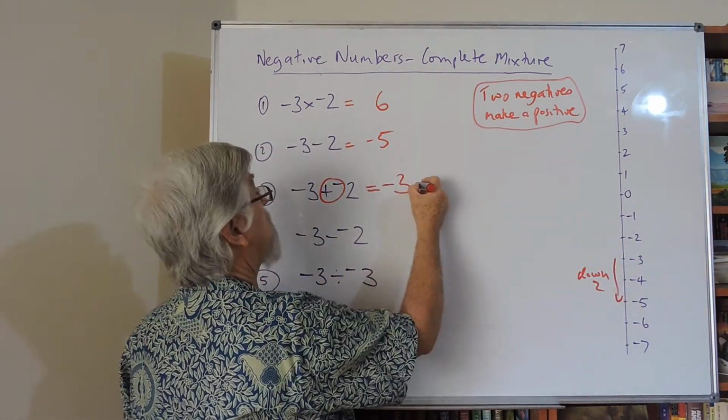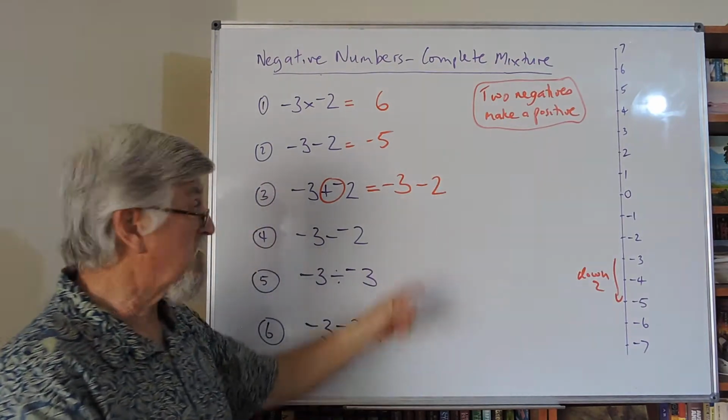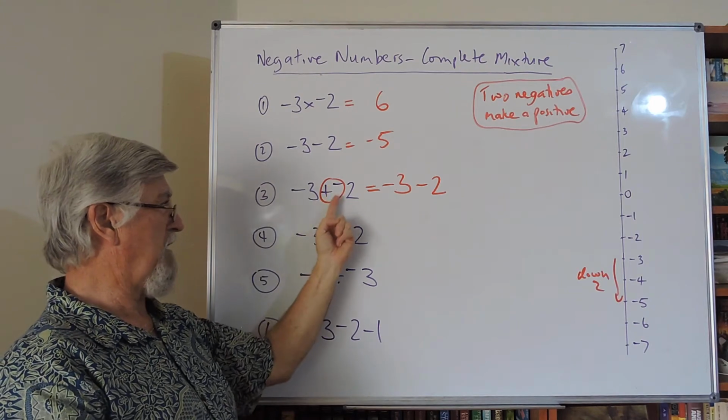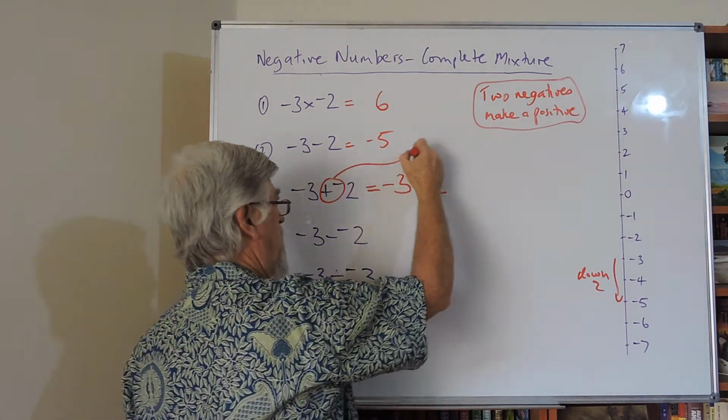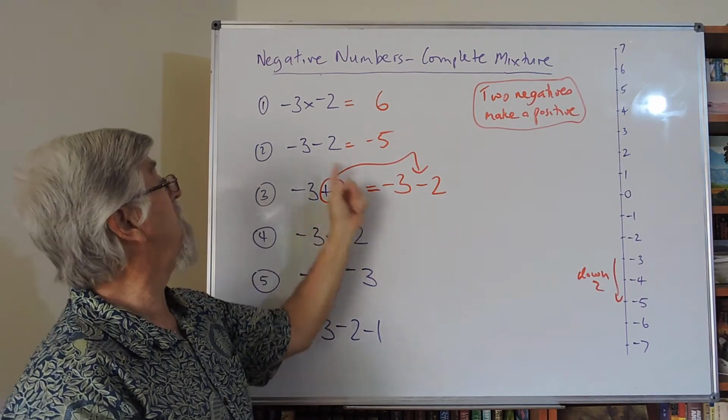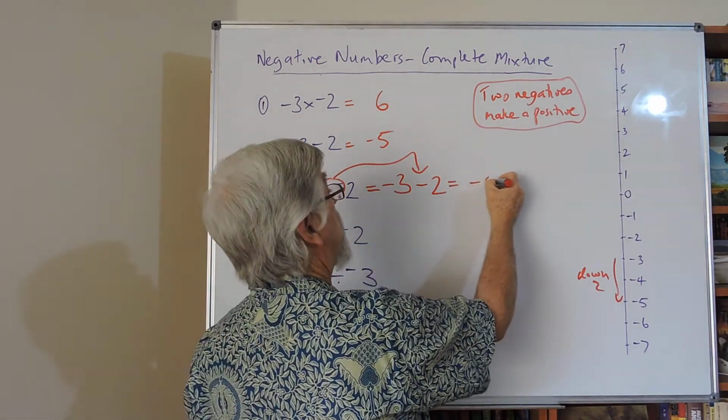And then we're going to subtract 2. We're back to the same question that we had a moment ago. So negative 3, subtract 2, cannot turn that into a positive because they're not two negatives. And we're back to that question there, and we're back to minus 5.